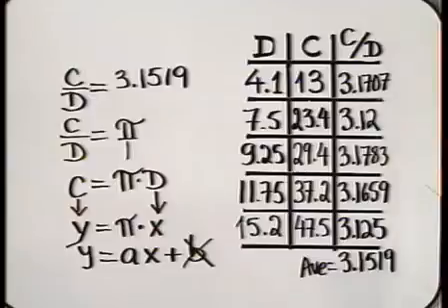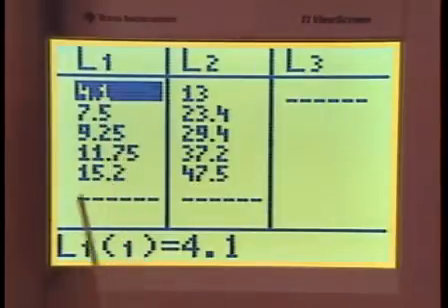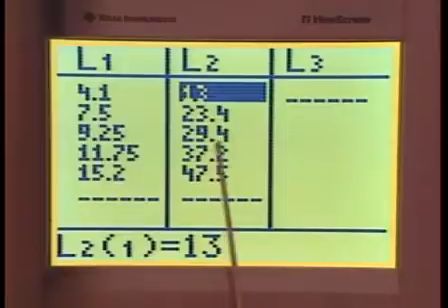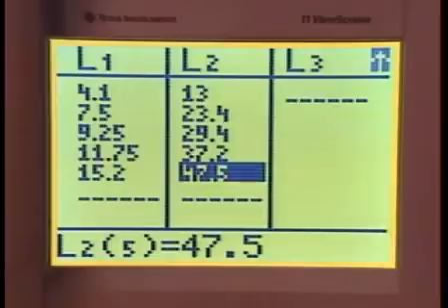I have put those values into the calculator, the X list and the Y list, the C values and the D values. Actually, the diameter is X and the circumference is Y. And I'd like to plot those points for you to see that it's a linear relationship. Under L1, we have the diameters, 1, 2, 3, 4, 5 of them. And under L2, we have the corresponding circumferences that we measured. L1 and L2, we need to plot those.